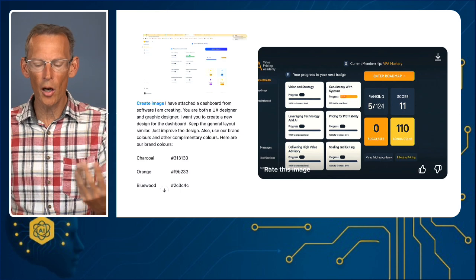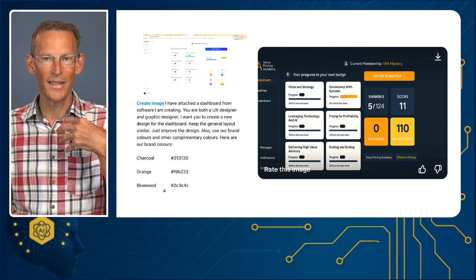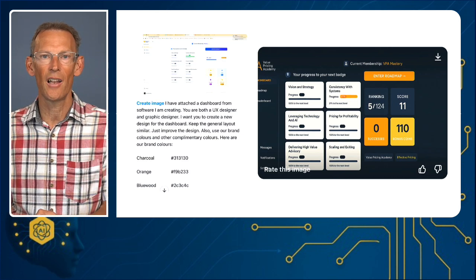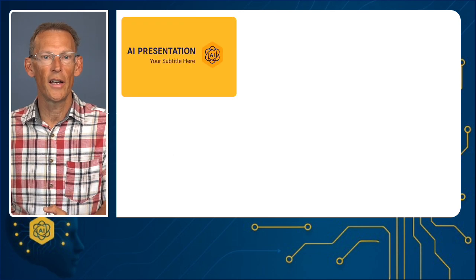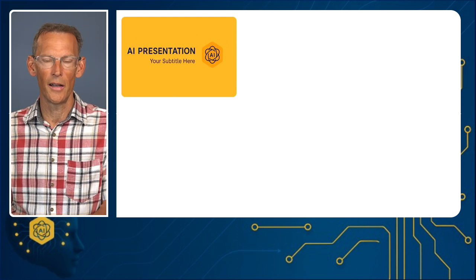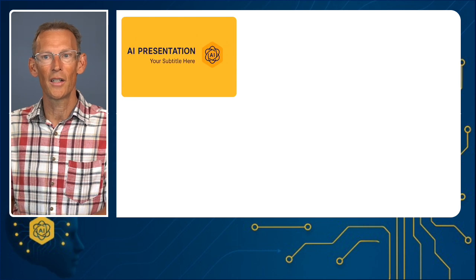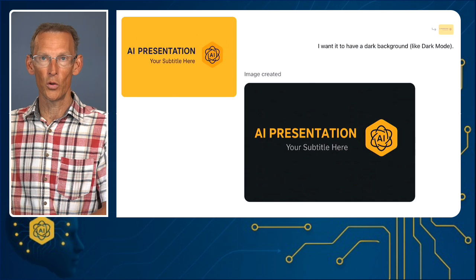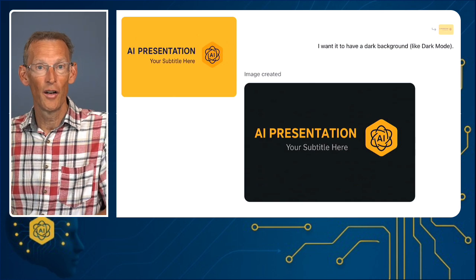Okay, so that might not be relevant to the owner of an accounting firm, but taking this idea, one of the things that I've used it for is creating slide presentations. So I asked it to create me a slide theme, and it created this at first. I didn't like it that much. I thought it was okay as a title slide. So I said to it, a little simple prompt, I wanted to have it a dark background like dark mode. And I really like that. I think that's pretty good for a title slide for a presentation.